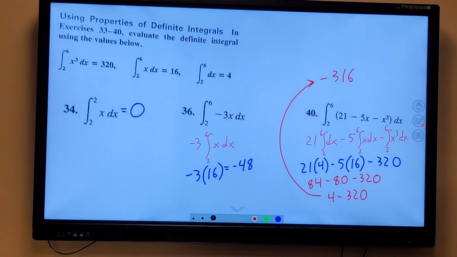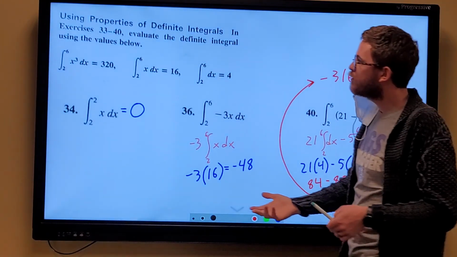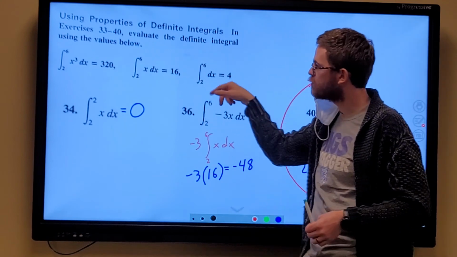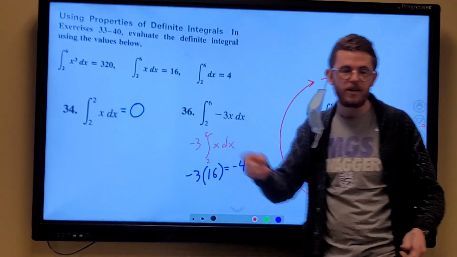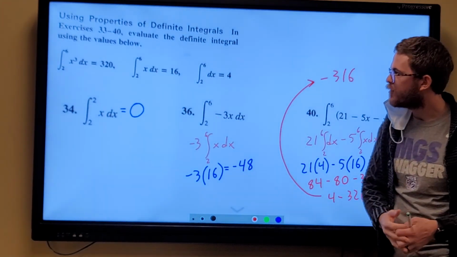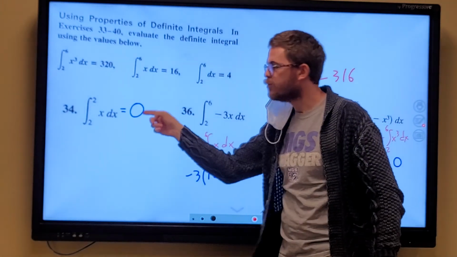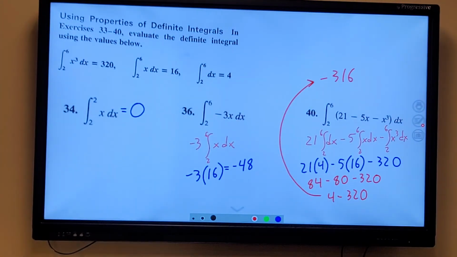All right, so that first one, even though they gave us a bunch of stuff from 2 to 6, from 2 to 6, from 2 to 6, here it's from 2 to 2! We do want to be on the lookout for that because if the bounds are the same, you know it's going to come out to be 0.